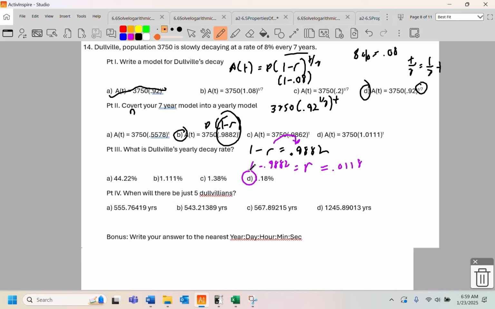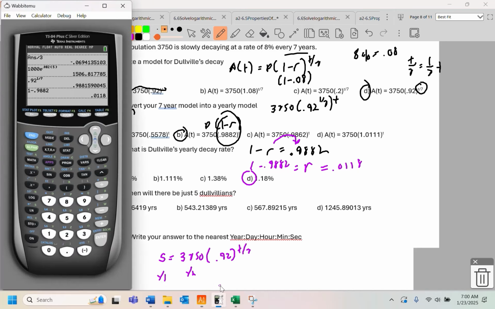All right, when will there be just 5 Dullvillians? Good question. This is probably going to be one of the problems next week. We're going to focus more on doing these by hand, as opposed to just looking at a graph, because you do need to figure out how to start doing some of this stuff by hand to a large degree. So when there's just going to be 5 of these little Dullvillians, it's going to be 5 equals, use your original model, 3750.92 to the t over 7, in Y1 and Y2.